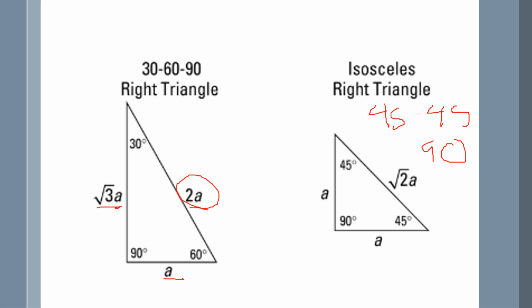So let's look at the isosceles triangle, which is your 45-45-90. So if one leg is 11, what's going to be my other leg, and what's going to be my hypotenuse? Well, we know that if one leg is 11, the other one is going to be 11. And the hypotenuse is going to be 11 times square root of 2.